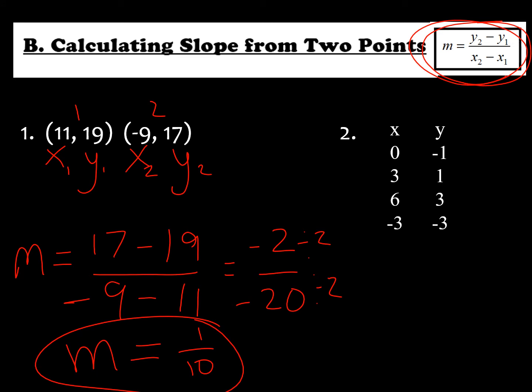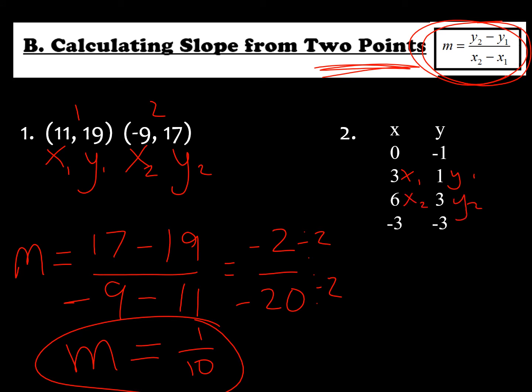Okay. Looking at number 2 here, they have 4 different ordered pairs for us. We don't have to use all of them. We only need 2 points. Okay, so I'm going to select, it doesn't really matter which ones you select, but I like to use small numbers and I like to keep them positive. So I'm going to use 3, 1, so x1 and y1, and then 6, 3, so x2 and y2.